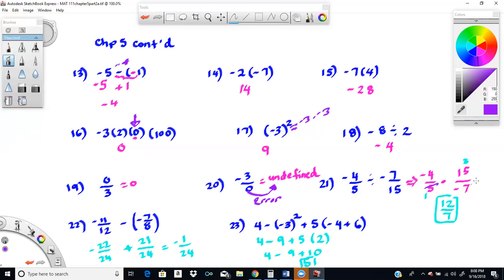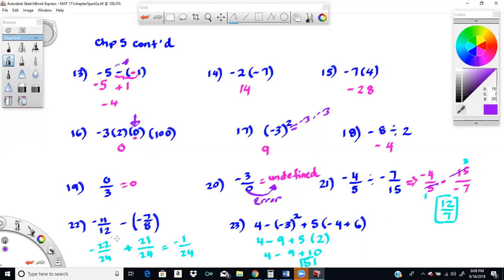5 goes in itself 1 time. 5 goes into 15 3 times. And I know a negative times a negative is going to be positive, so I know my outcome is going to be positive. So 4 times 3 is 12, and then 1 times 7 is 7. So that gives you 12/7.